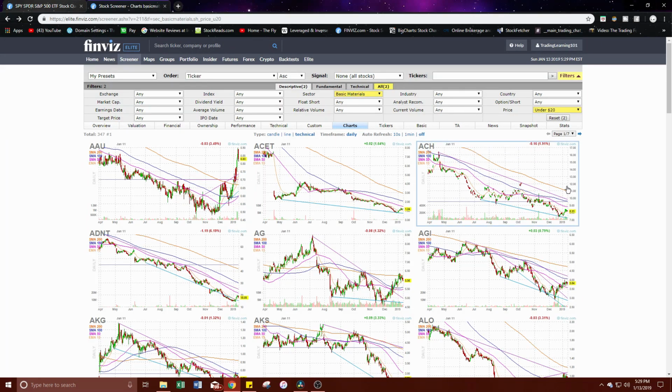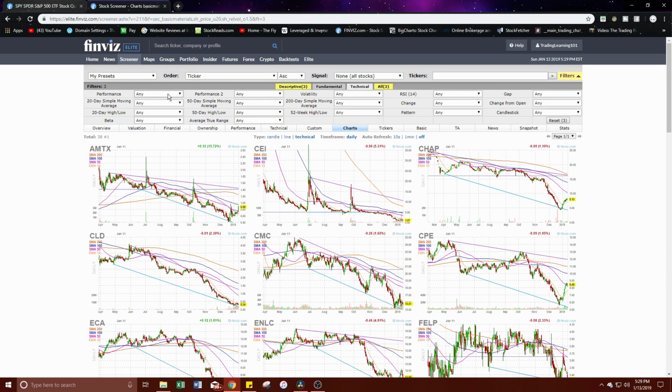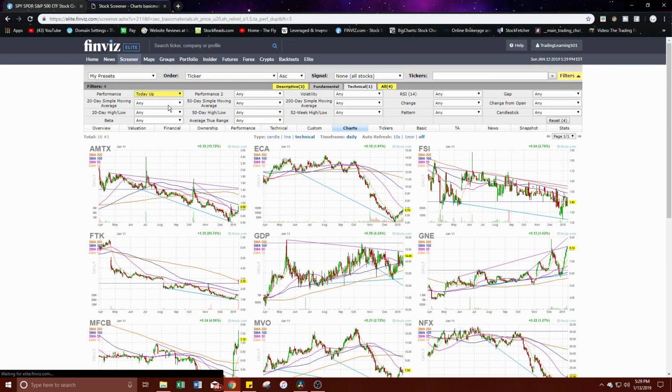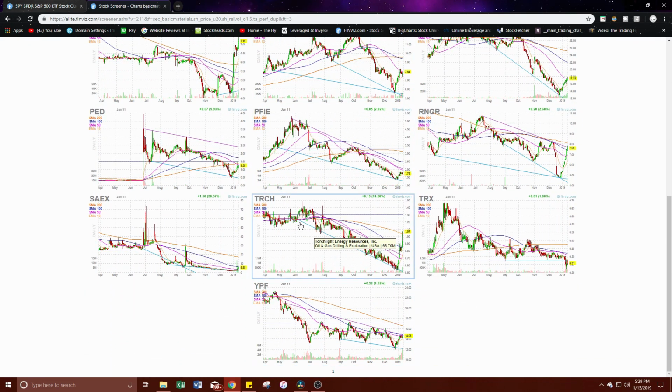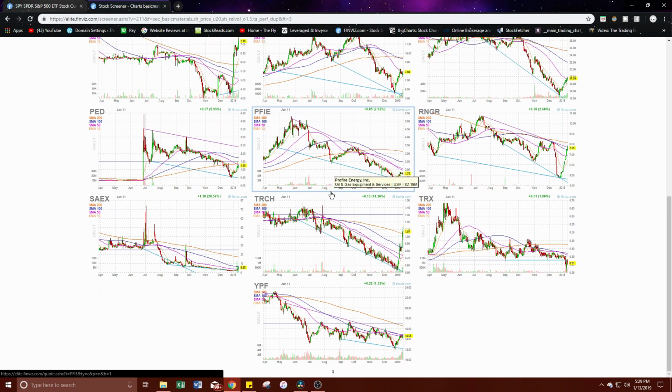If there's any other things you wanted to add to it, like the relative volume, you want it to be over 1.5. The performance of it, you want it to be up today. You could add all that and filter through what you want. And you could see it just gets smaller and smaller and smaller. And that's how you find stocks.